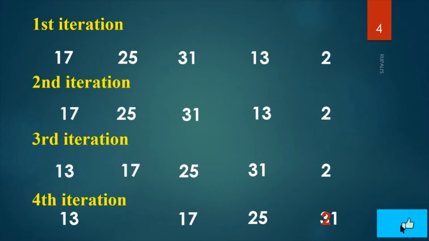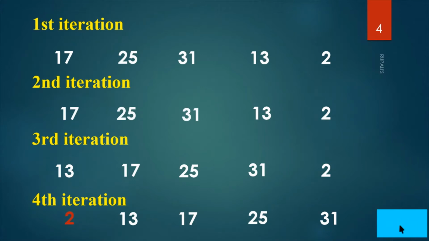And now finally compare 13 with 2. So which one is greater? 13 is greater. So shift. And finally you have to write 2 at the first position. In this way insertion sort works.